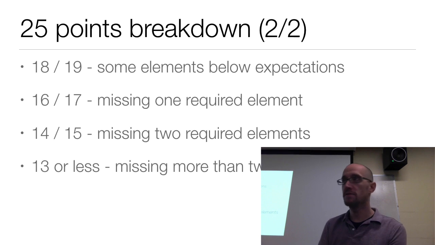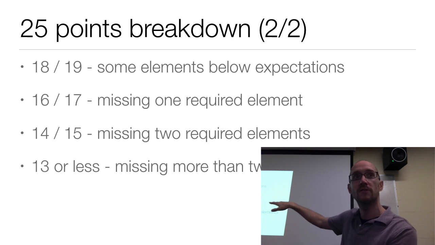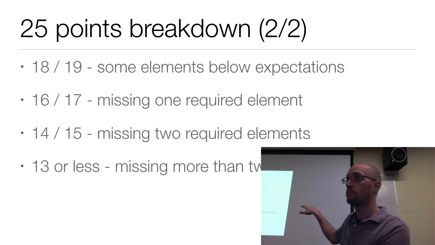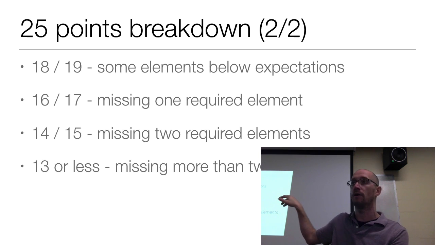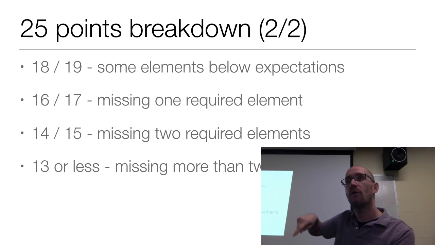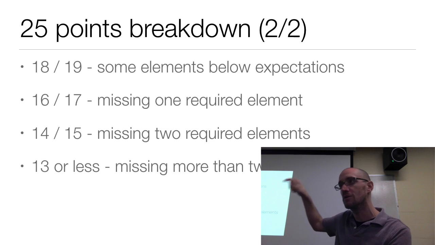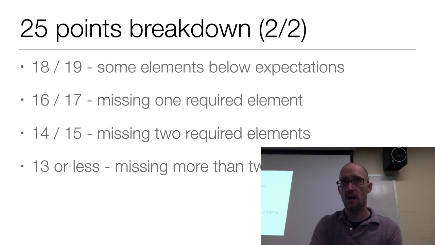Okay, and missing, so another scenario, if you don't hand in a draft and then you don't hand in a paragraph, that's two required elements, that's a 14 or 15 out of 25, okay? So it's a pretty steep penalty. You just lost a letter grade off your final average at that point, okay? But it means that you're not doing the work that's required of the project, okay? And so I think it should be a steep penalty at that point, okay? Cool. I'm going to let that be.